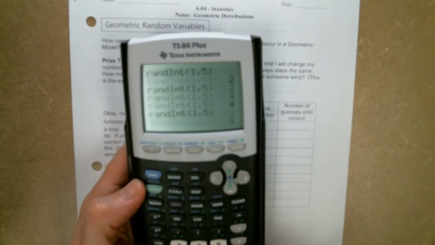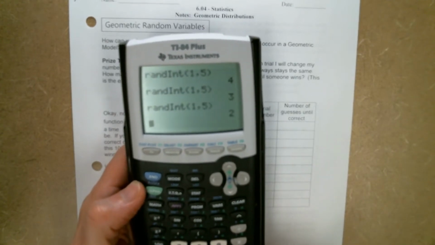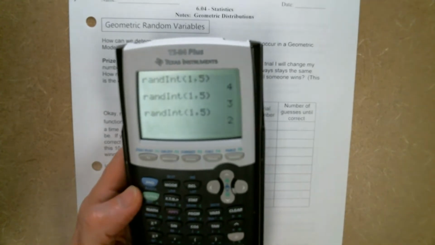I think it's going to be 2. I keep guessing 2 several more times. There we go. Look at me. I finally got it. That was painful.